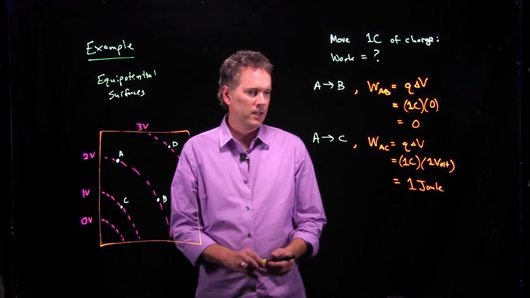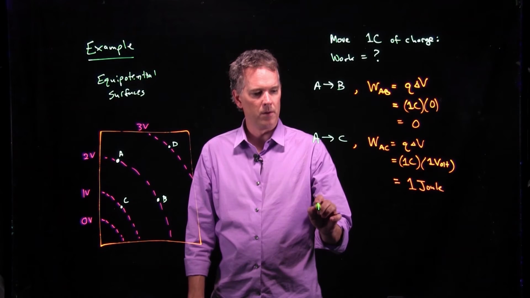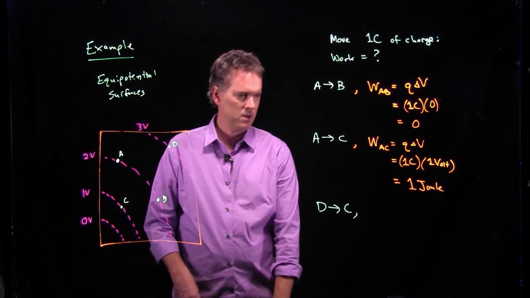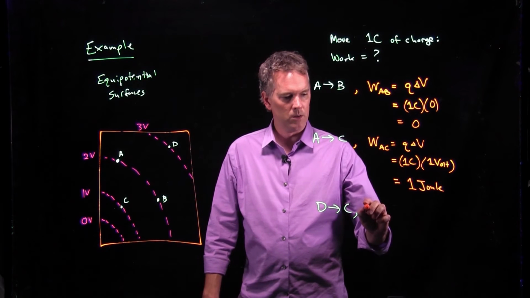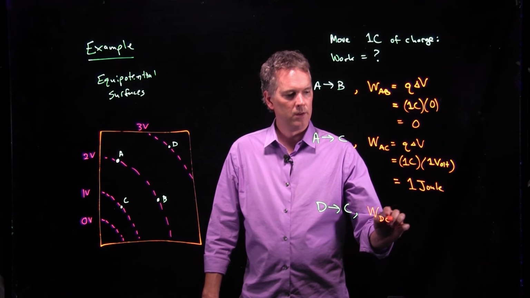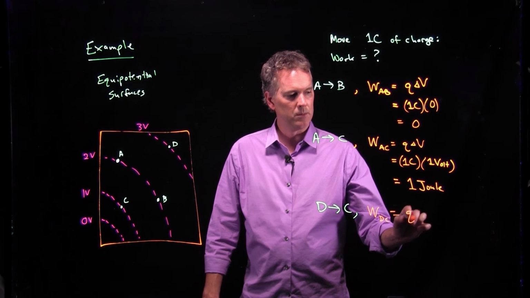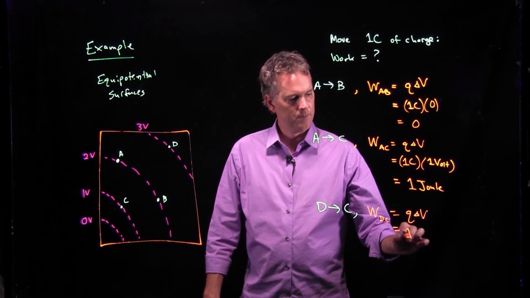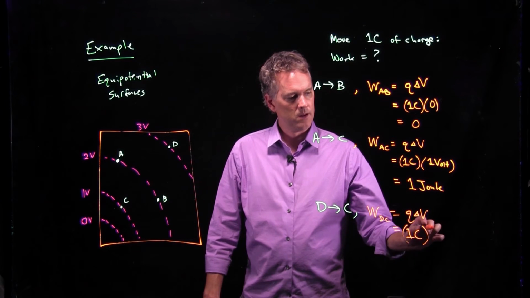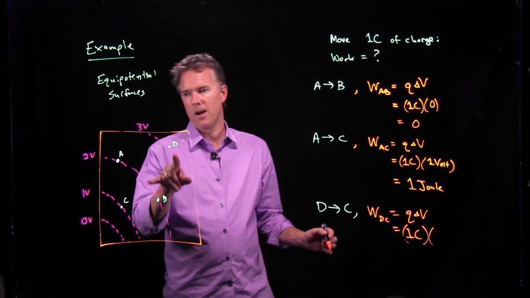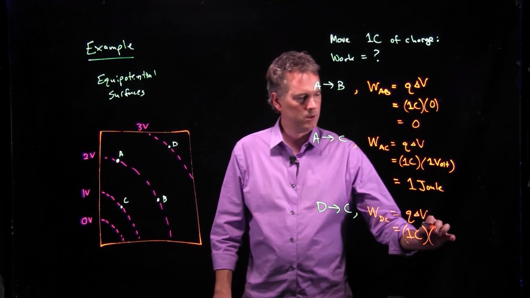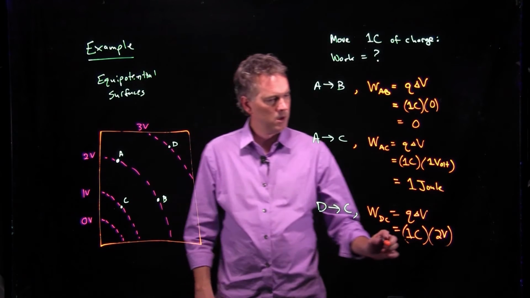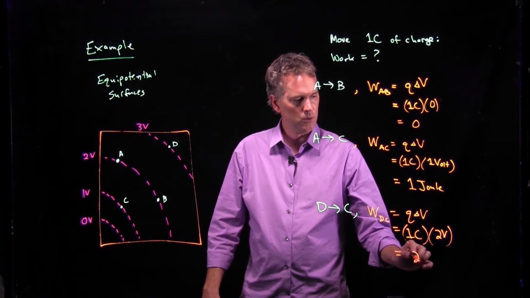All right, and finally, let's look at the work going from D to C. Well, the work going D to C is going to be Q delta V, 1 coulomb times delta V, which is now 2 volts, because we've gone from 3 volts to 1 volt. And so we get 2 joules.